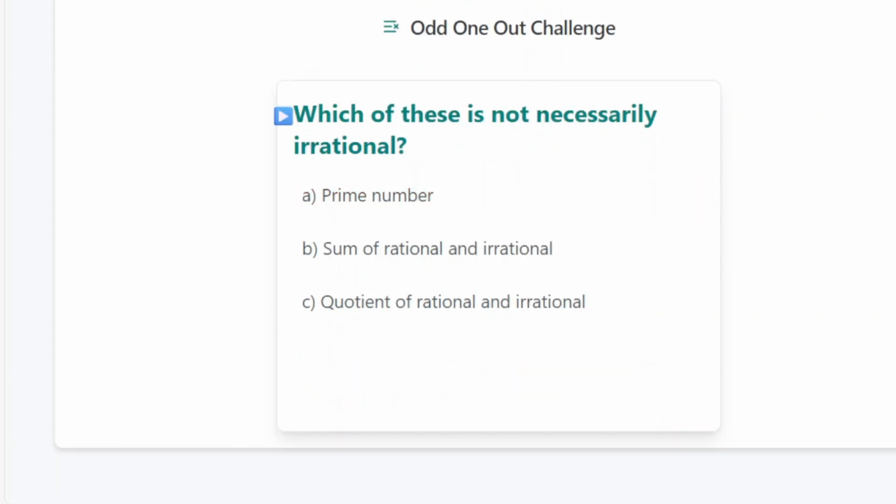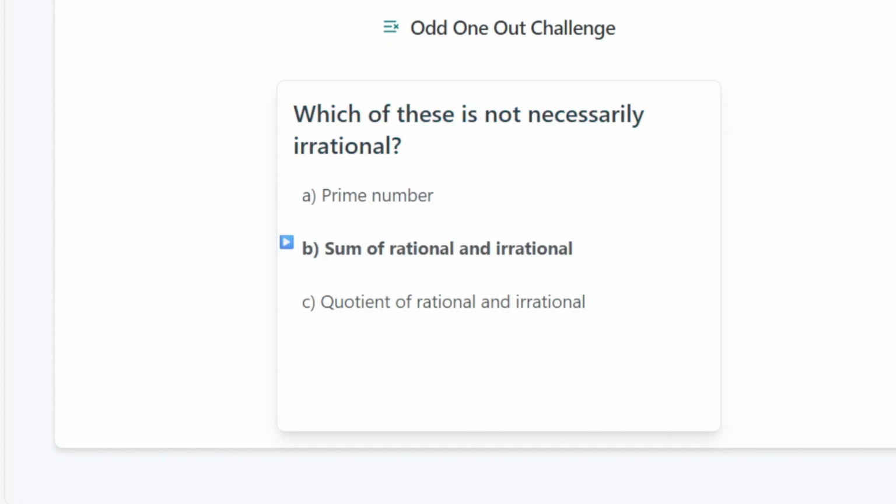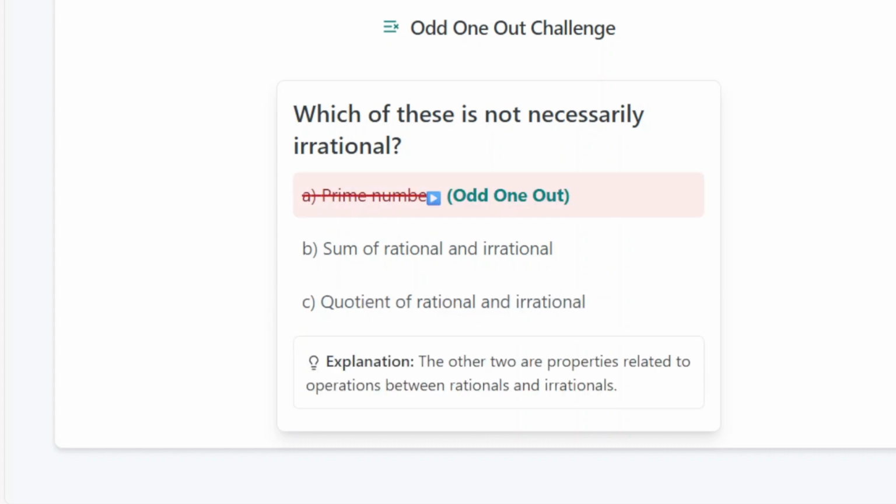Which of these is not necessarily irrational? Prime number. Sum of rational and irrational. Quotient of rational and irrational. The odd one out is prime number. Because the other two are properties related to operations between rationals and irrationals.